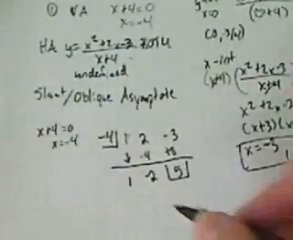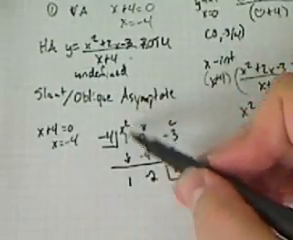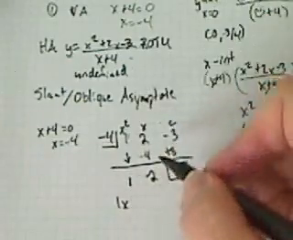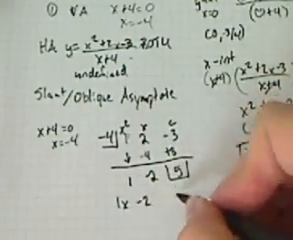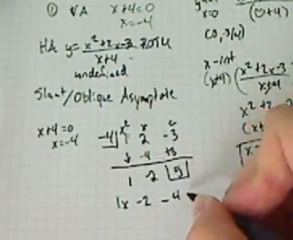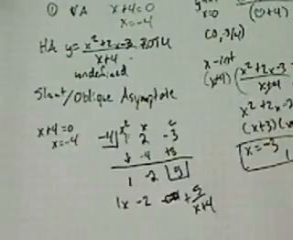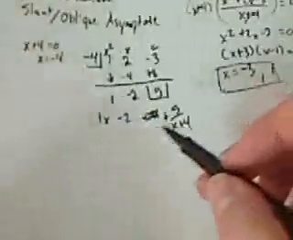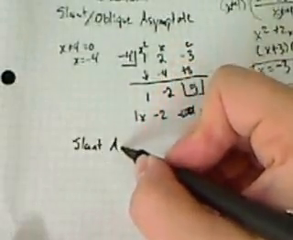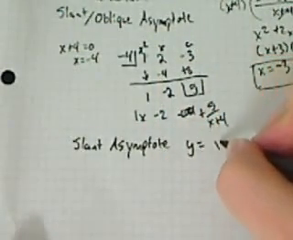So when I actually go to write down my equation, this started off as an x squared, an x, and a constant. Remember, our degree drops by 1 when we do synthetic division. So this would be 1x minus 2, remainder 5. Now we're going to write our remainder as a fraction as +5 divided by x plus 4. So this is actually our reduced equation right here. So our slant asymptote is going to be y equals x minus 2.